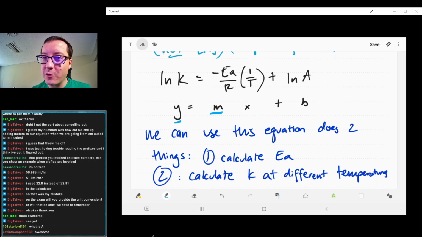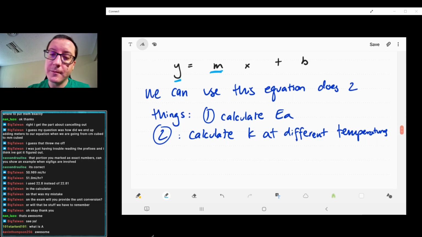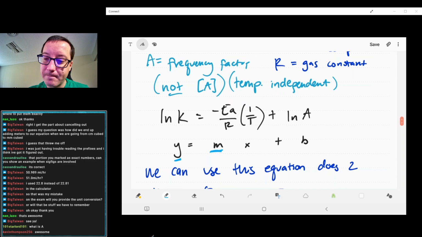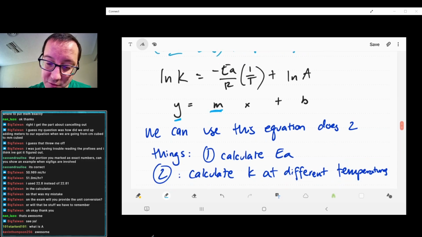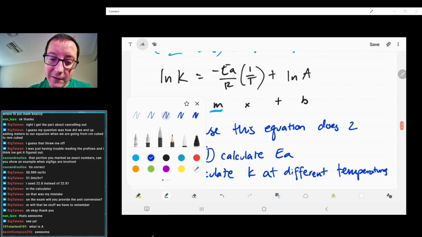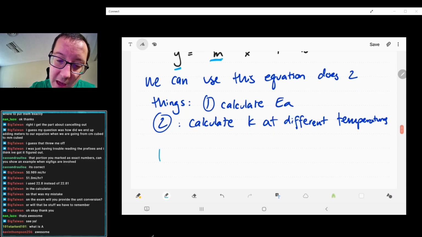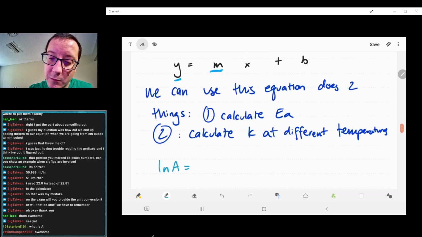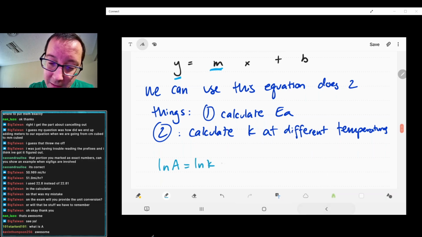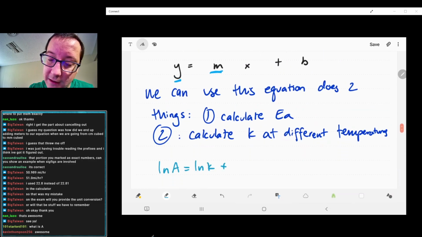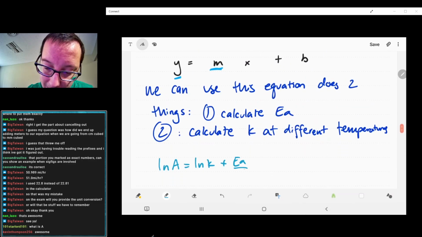Allow me to do some more mathematics. Or I'll derive the equation for you. If you don't like deriving equations and you just want the product, close your eyes for 3 minutes. If we solve this equation for natural log of A, remember A is going to be temperature independent, we're going to get natural log of K plus EA over R times 1 over temperature.